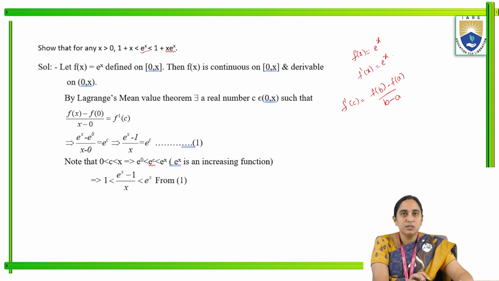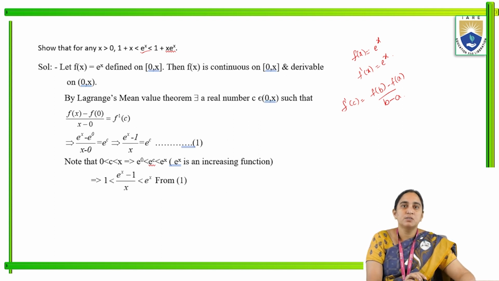So I am substituting there: here I am taking the interval 0 comma x, so f of x minus f of 0 by x minus 0 is equal to f dash of c. What about f dash of c here? f dash of x is e power x, and there I am substituting c in place of x. That means e power x minus e power 0 by x minus 0 is equal to e power c. From that, e power x minus 1 by x is equal to e power c. Let us take that as the first equation.